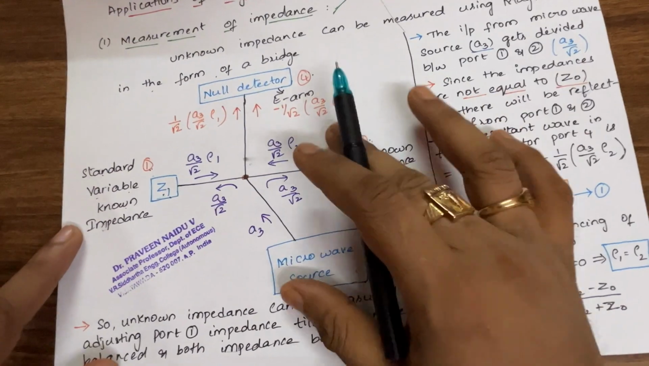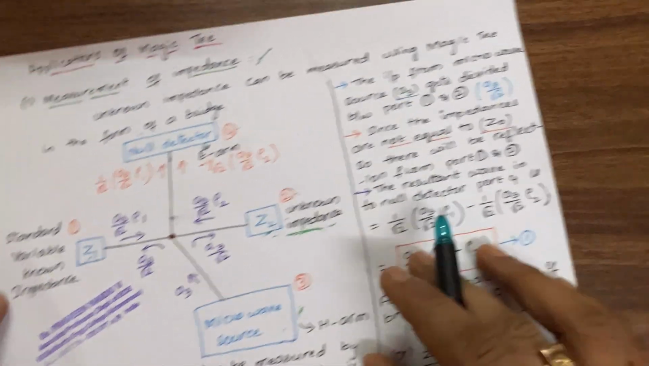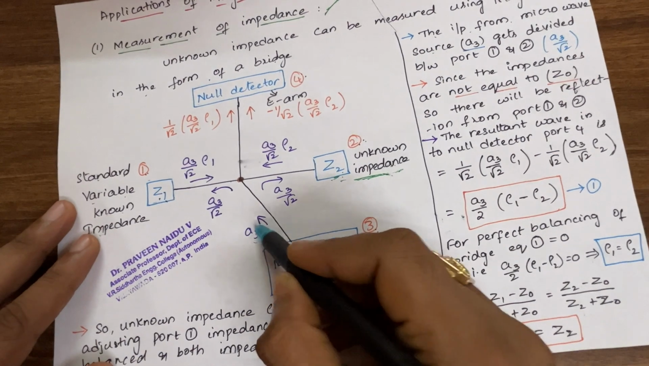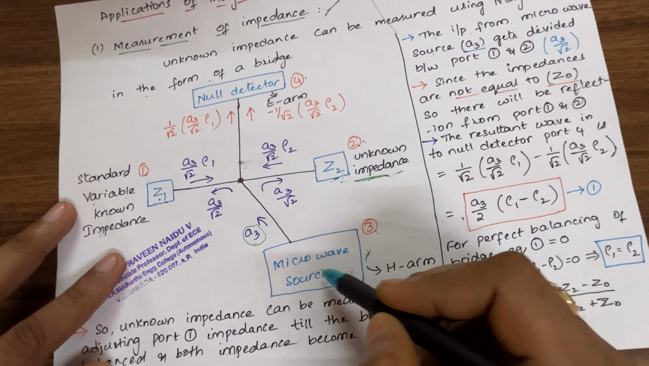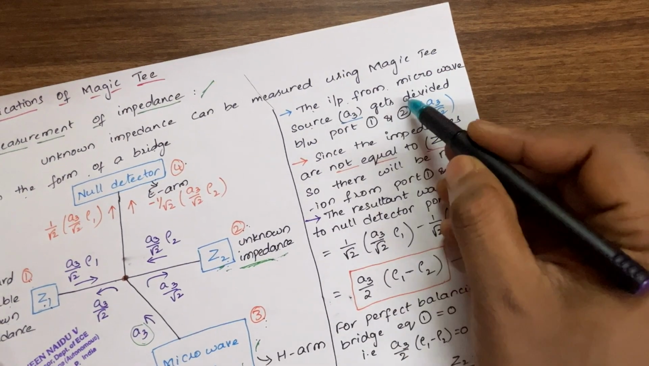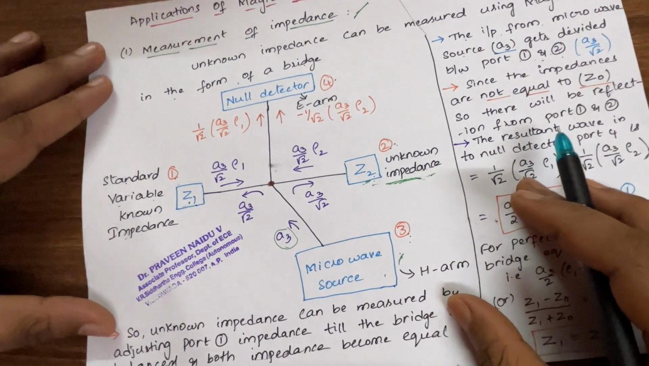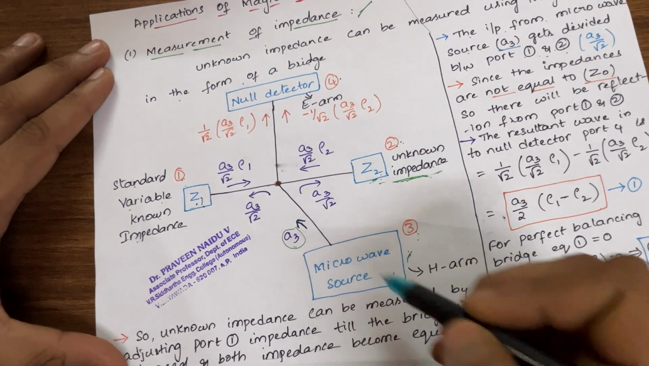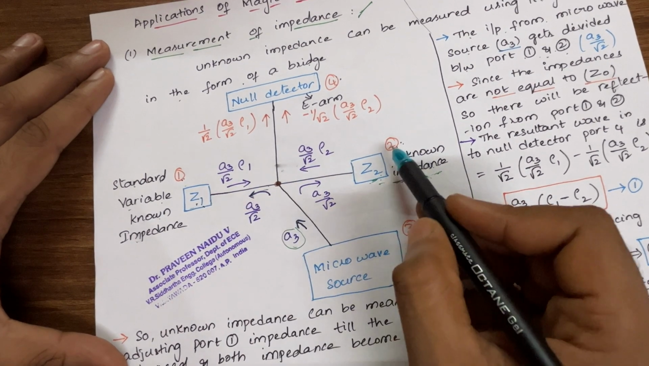For this particular magic T, the input will be from the microwave source. Let's assume A3 is the input signal coming from the microwave source at port 3. The input A3 gets divided between port 1 and 2. This we have seen as a property: when we have input at port 3, the output we get is across port 1 and 2.